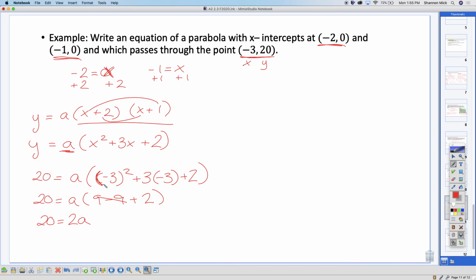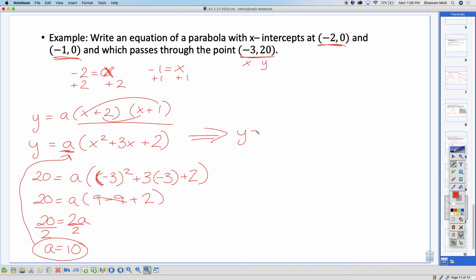Okay, so divide by 2, 10. So a is 10. Now I need to take that... 20 divided by 2 is 10. Divide by 3, because this is multiplication. So you undo multiplication with division. Okay, so a is what? 10. So I plug it here.